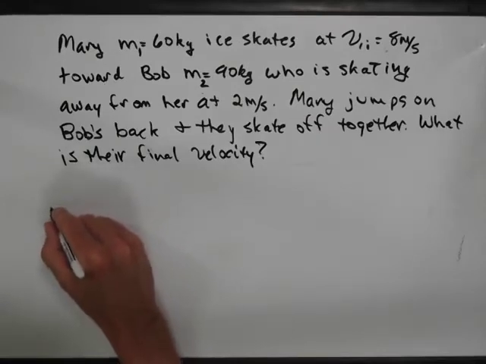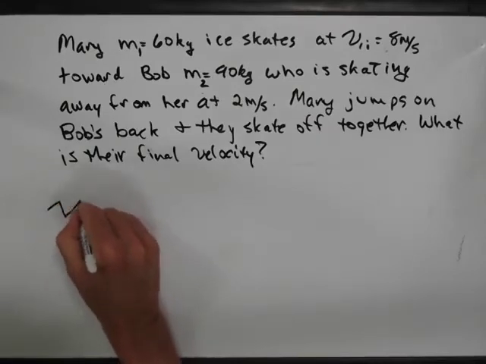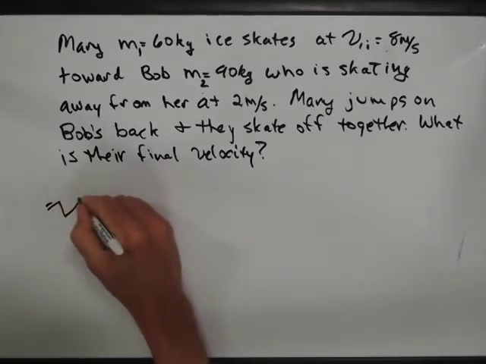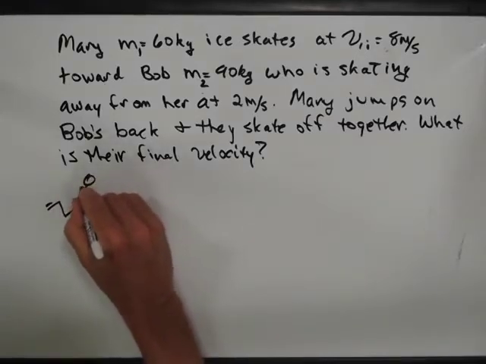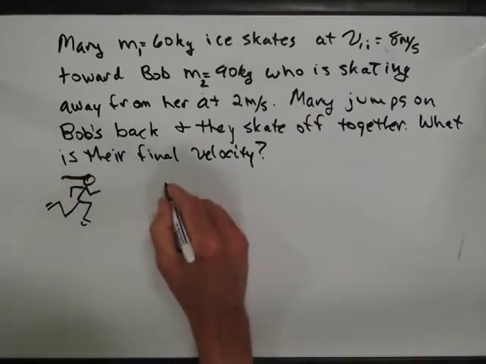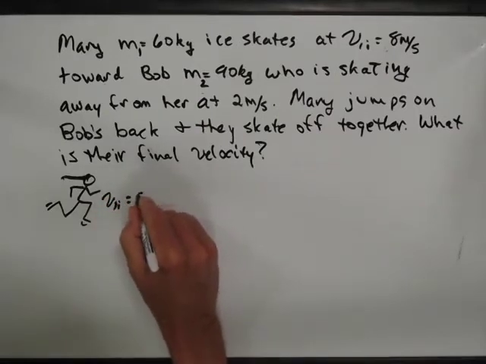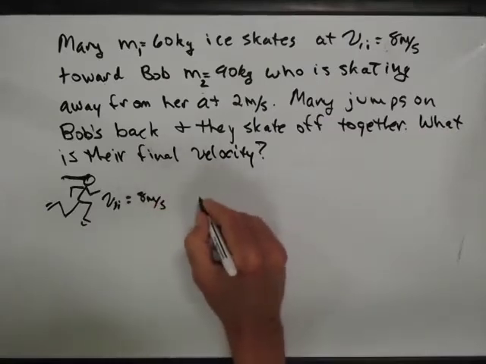And so here's, I guess I have to put little skates on them, right? There's Mary. She's going V1 initial is 8 meters per second. Here's Bob.